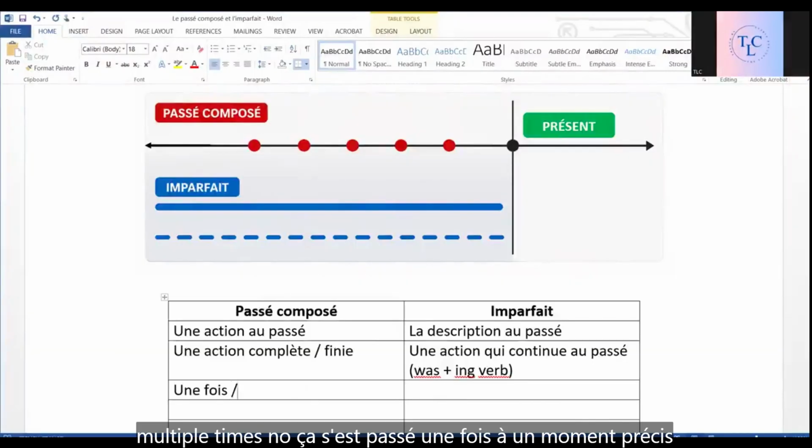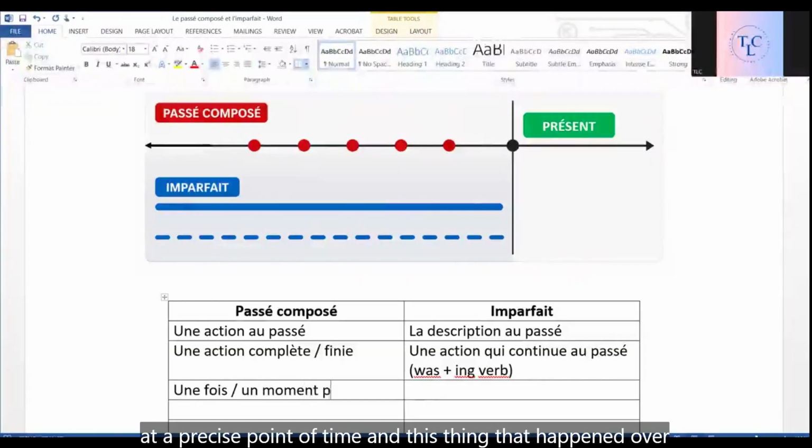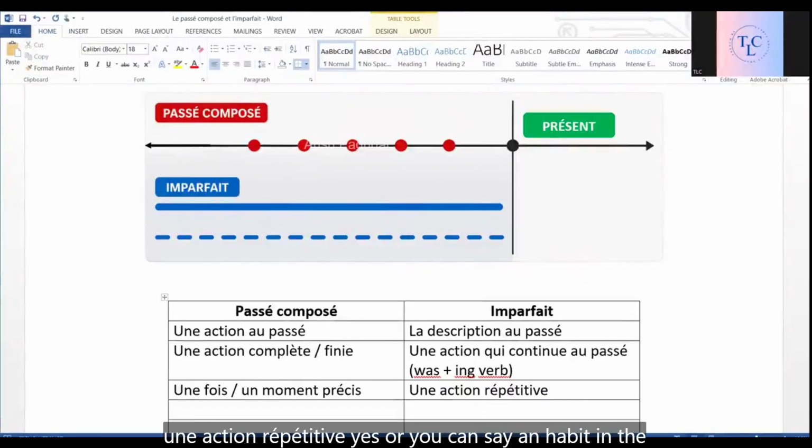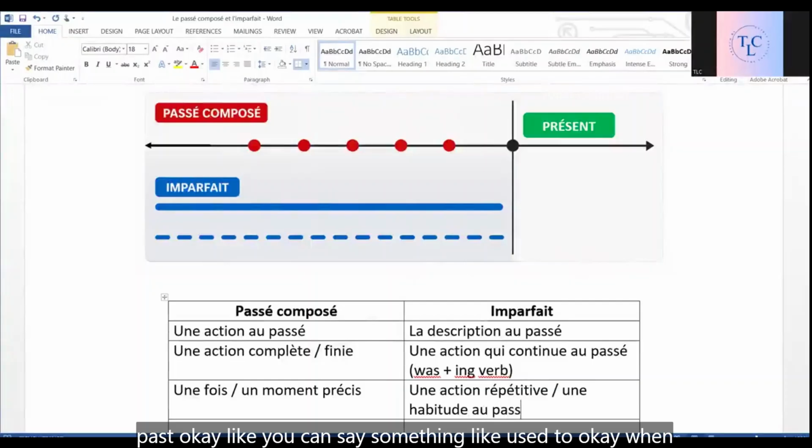Okay, at a precise point of time. And this thing that happened over and over again. Okay, so une action répétitive. Okay, une action répétitive. Yes, or you can say une habitude, a habit in the past.